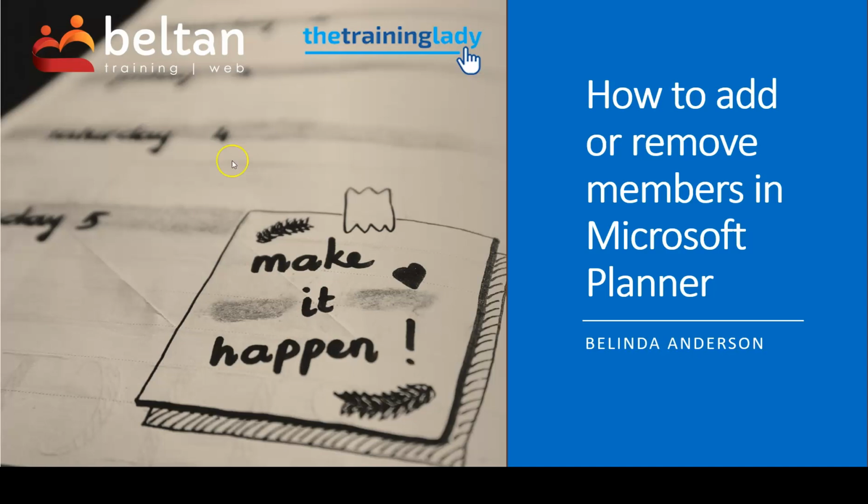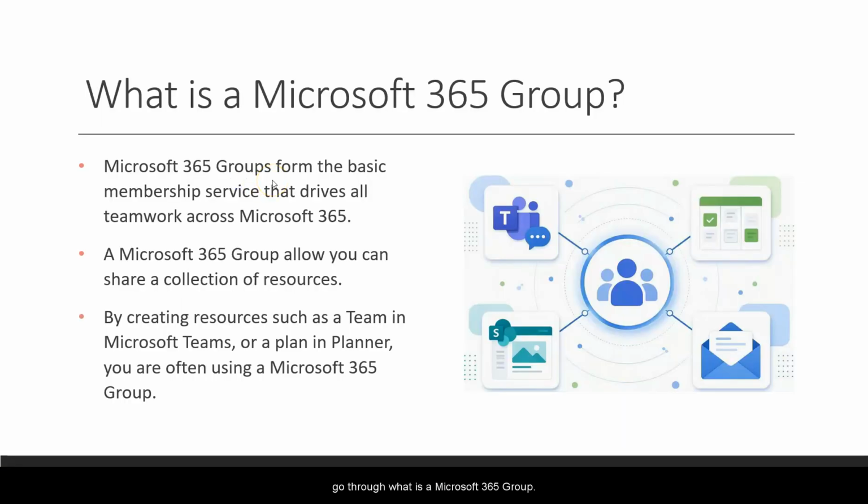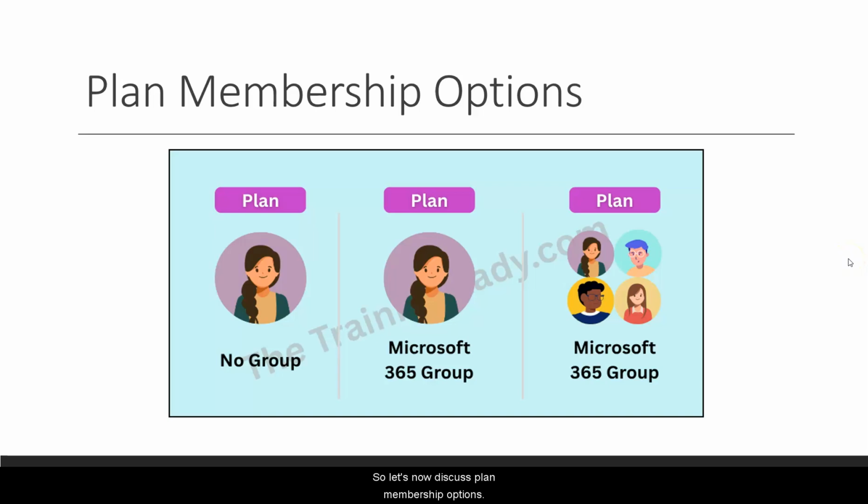So let's get started. The first thing I want to do is go through what a Microsoft 365 group is. It actually forms the basis of your membership within that group, so it provides access to a range of different resources across Microsoft 365. A Microsoft 365 group gives you access to resources such as a team in Microsoft Teams. You also have Outlook group conversations, so you have a shared mailbox. There is a SharePoint site associated with it. You also have a shared calendar. There's a shared file or document library area. Because of this connection, when you add or remove someone from a plan, you're often adding or removing them from that underlying group.